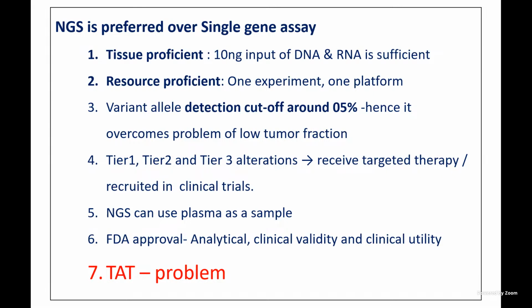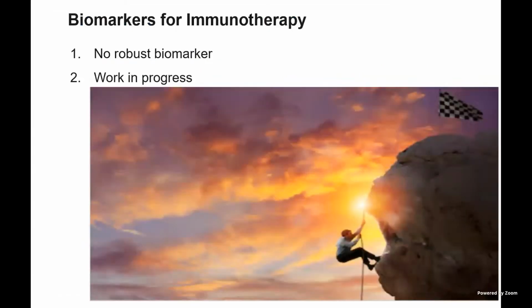The variant allele detection cutoff is around 5%. Hence, it overcomes the problem of the low tumor fraction. And it helps to detect the tier 1, tier 2, and tier 3 alterations. And depending upon that, subsequently the patient receives the targeted therapy or can be recruited in clinical trials also. And NGS can also use plasma as a sample, and there is an FDA approval for the analytical, clinical, and clinical utility. However, TAT is still a problem with that.